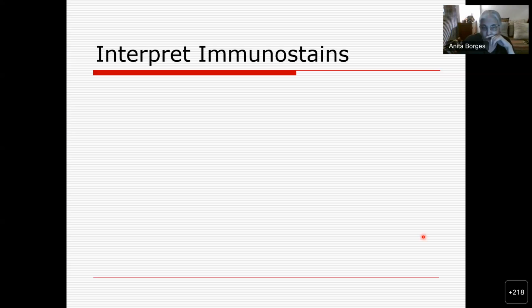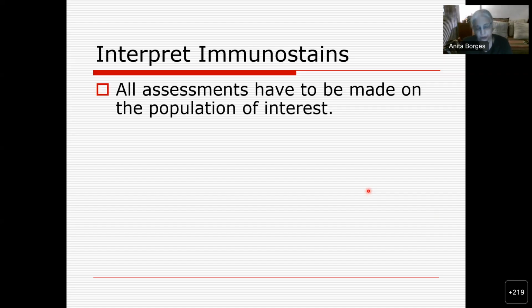So now we have to interpret immunostains. And what do we mean by that? I've shown you all the immunostains, so what is to be interpreted? All the assessments, number one, have to be made on the population of interest. There's no point in saying this is a CD20 excess or a CD3 excess. You have to decide what is that population that is of interest to you.